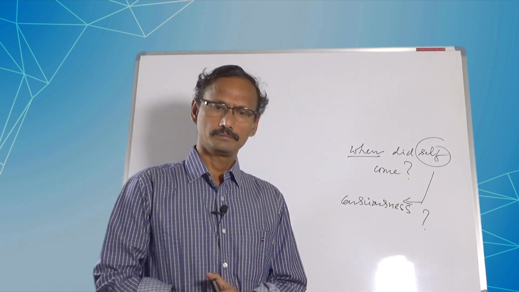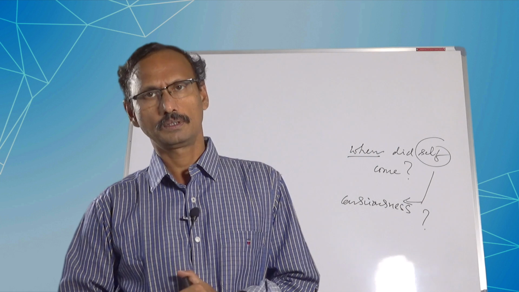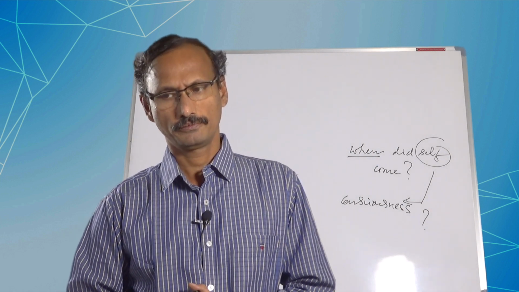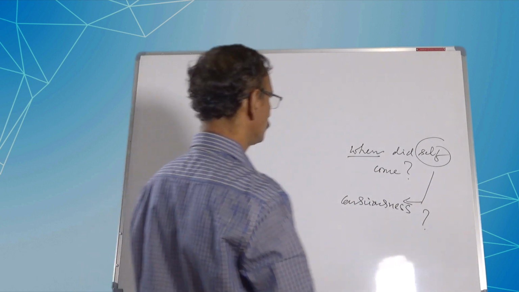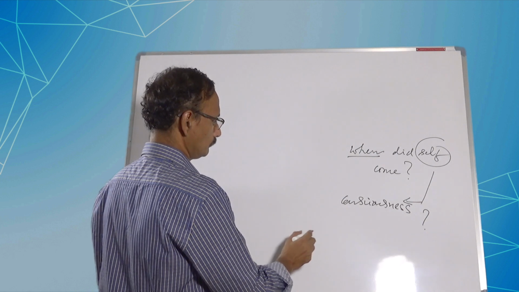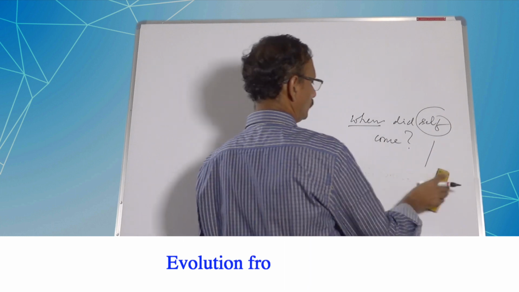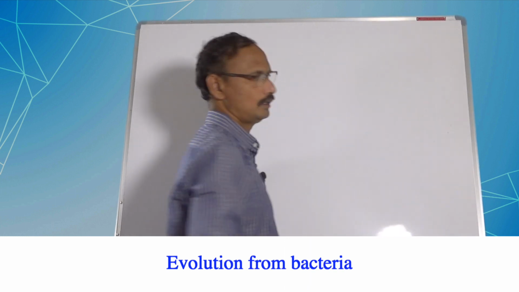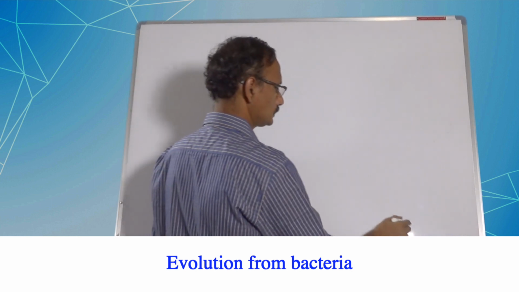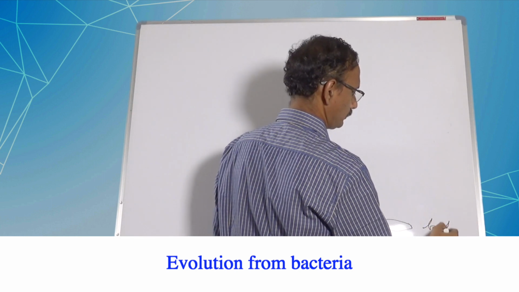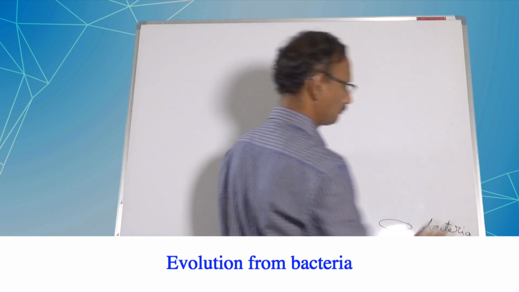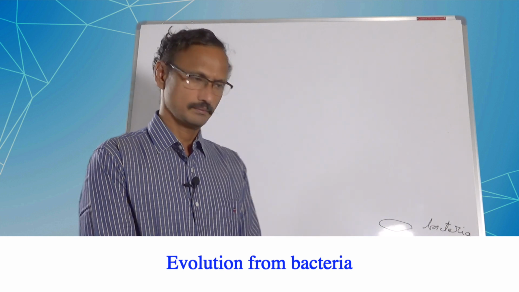Damasio gives a very systematic account of evolution of self. So let us review that. First, there is a single-celled organism. Single cell. Say bacteria. There is a bacteria. Single cell.